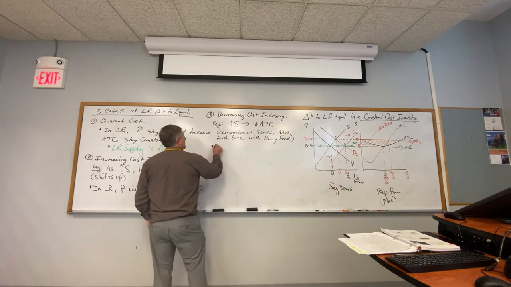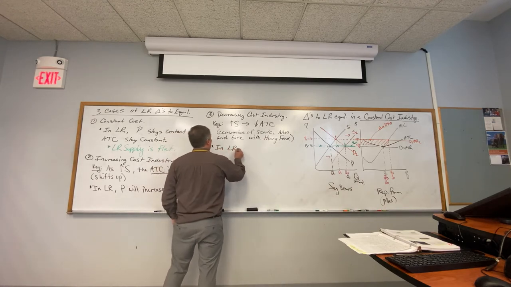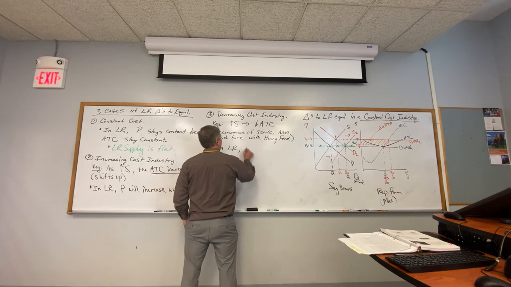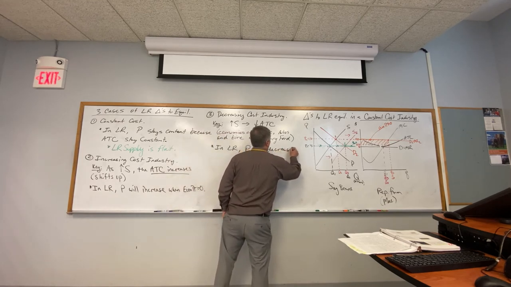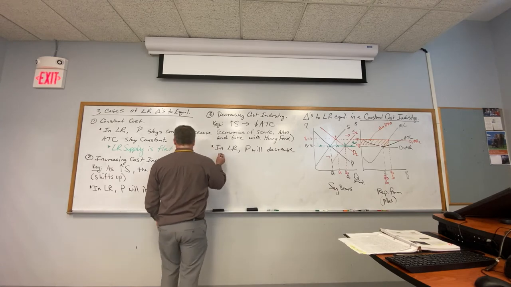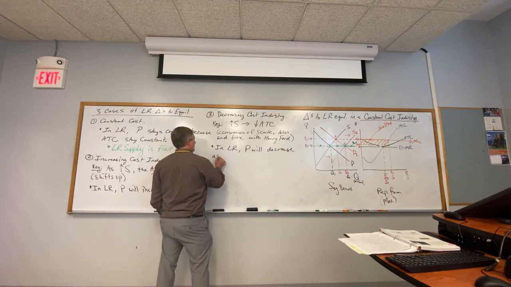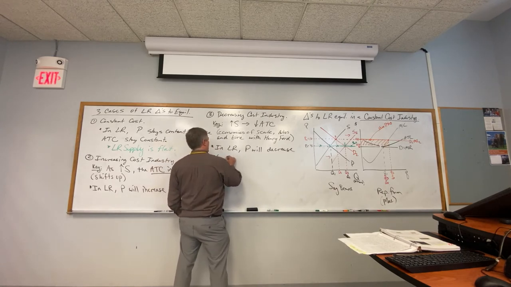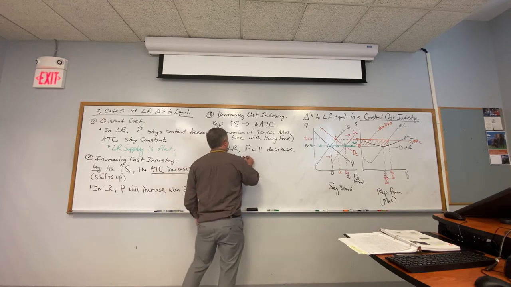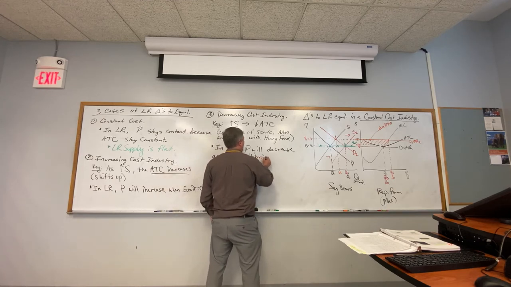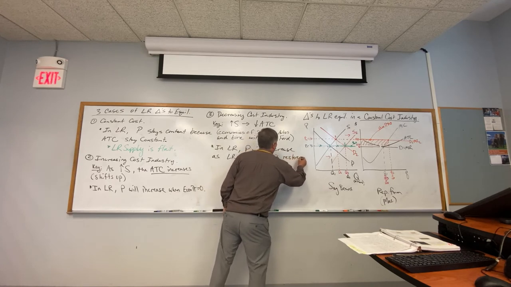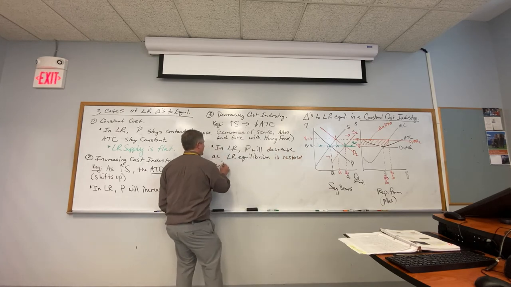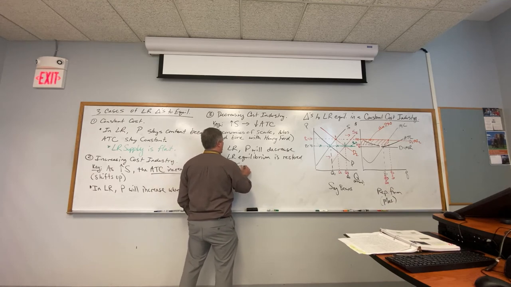So in the long run, price will decrease as long-run equilibrium is restored with step number 7 here, economic profits equal 0.